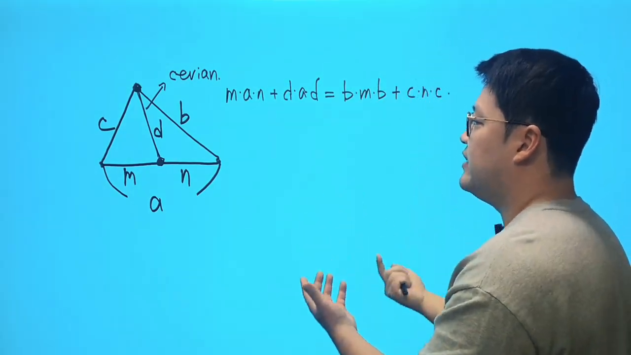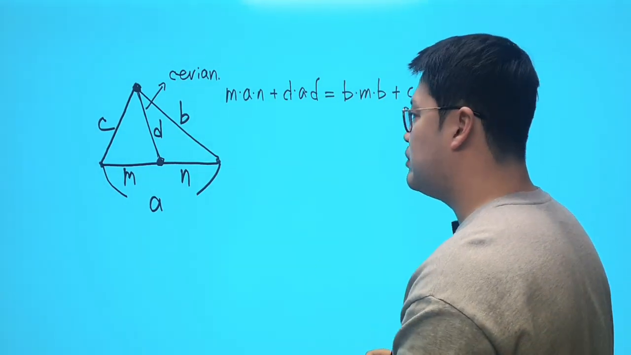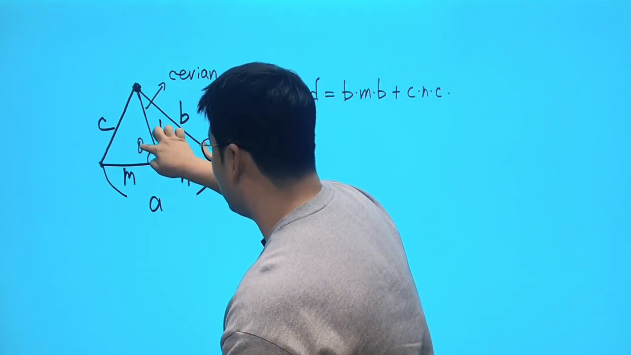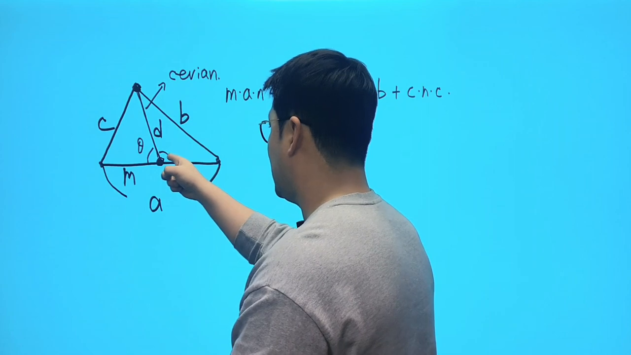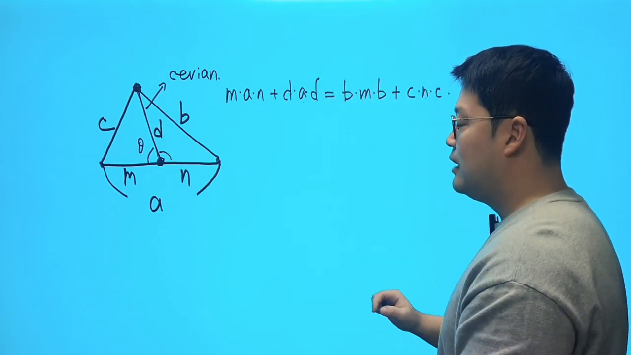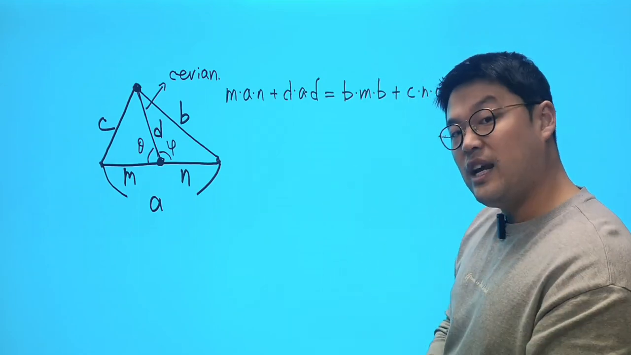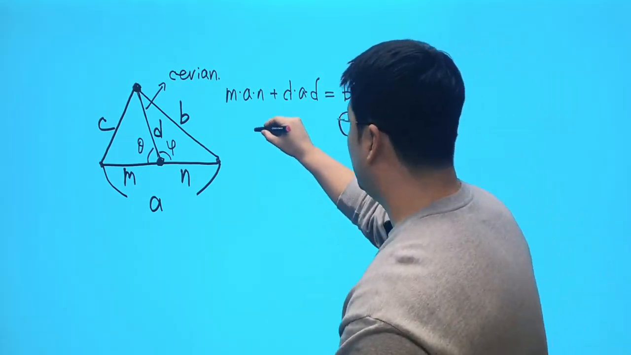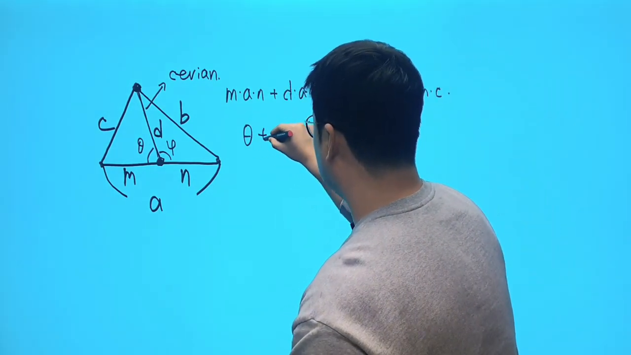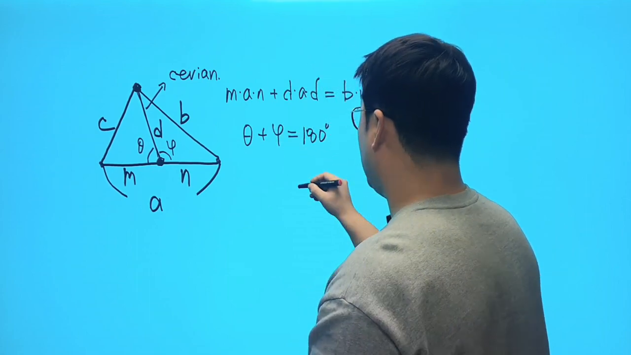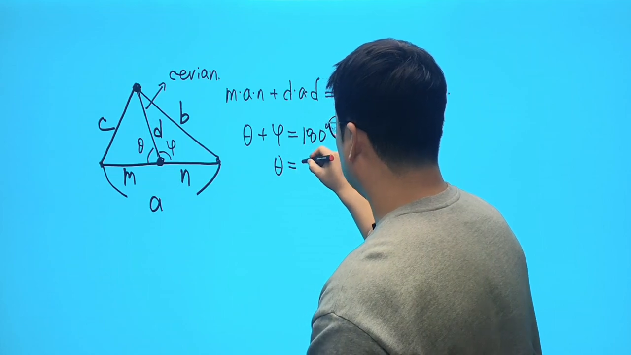Right, so how do we prove this? We've got to be able to prove this. So here's what we're going to do. We're going to set up an angle equation. We're going to call this theta, and of course, that's going to be 180 minus theta, right? So we would like to call this phi. If I set up the angle equation, then we get theta plus phi equals 180.